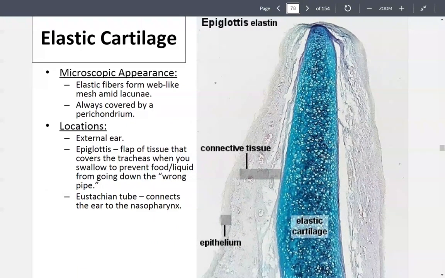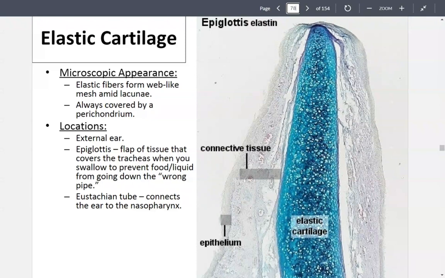The epiglottis is a flap that covers your trachea when you swallow. This is to prevent food and fluid, usually water, from going down the wrong pipe. So whenever you say, oh, it went down the wrong pipe, it literally went down the wrong pipe. Water does not belong in your lungs. Your lungs don't like it. They really, really hate it. We will talk more about that with the respiratory system.